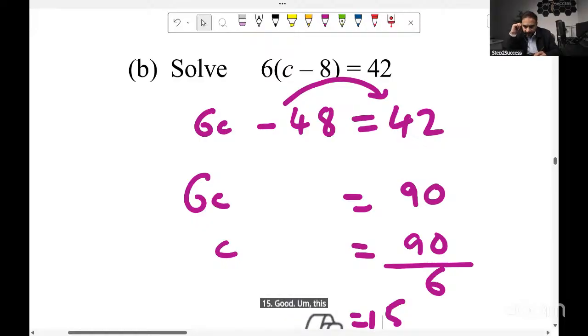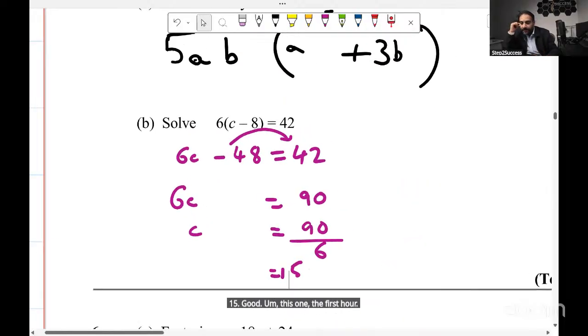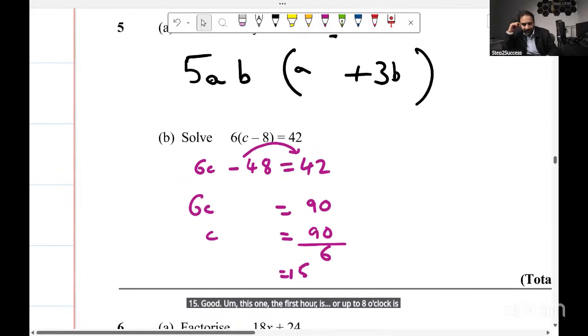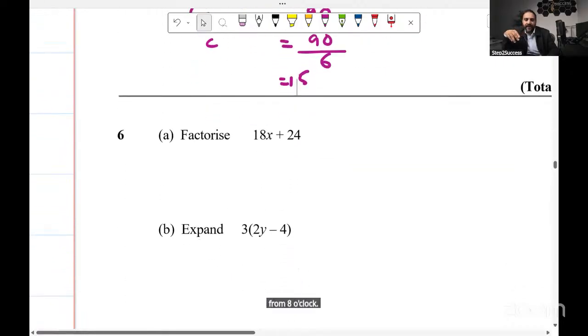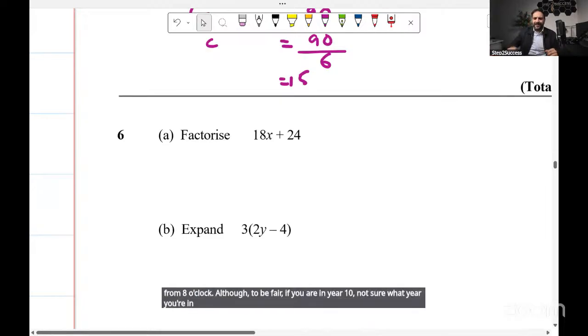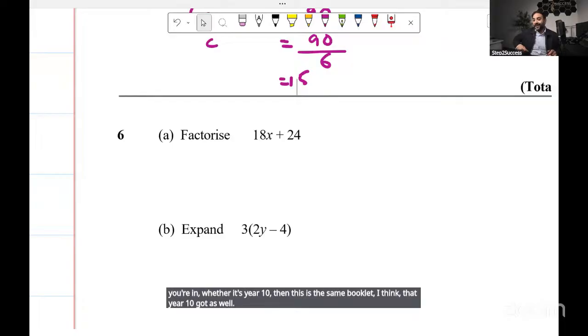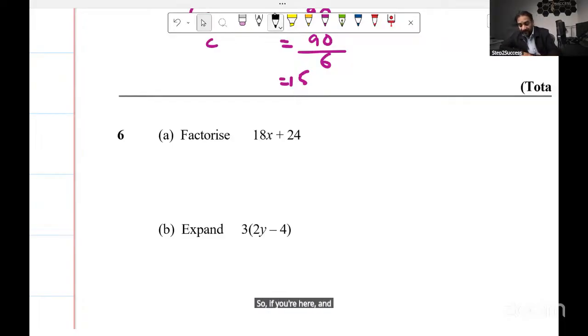This one, the first hour, up to 8 o'clock, is for key stage 3. And then I do the key stage 4 stuff from 8 o'clock. Although, to be fair, if you are in year 10, not sure what year you're in, but year 10, then this is the same booklet, I think, that year 10 got as well. So if you're here, then you could sort of get it done early.